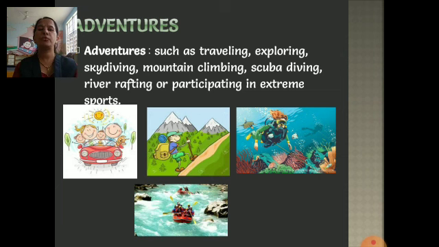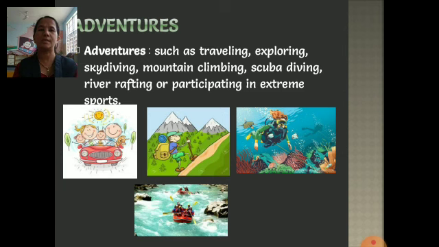And in the third picture, we can see scuba diving, where this person moves deep into the sea and sees the different creatures there inside the sea. And the fourth picture is river rafting. Yes, moving in a boat. Yes, and they are rafting in the river water. So, isn't it interesting, children? So, all these we call adventures, as we are moving into different places and experiencing new things.